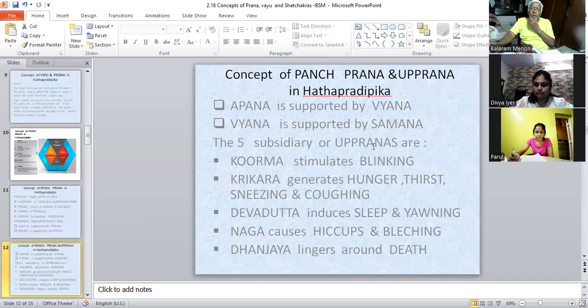What are the subsidiary Upapranas? Kurma is blinking, Krikara is hunger and thirst, Devadatta induces sleep and yawning, Naga causes hiccups and belching, Dhananjaya lingers toward death. Okay, the five Upapranas, they will ask in the examination. Panchaprana, what are the five subsidiary Upapranas? What do you mean by Upaprana?